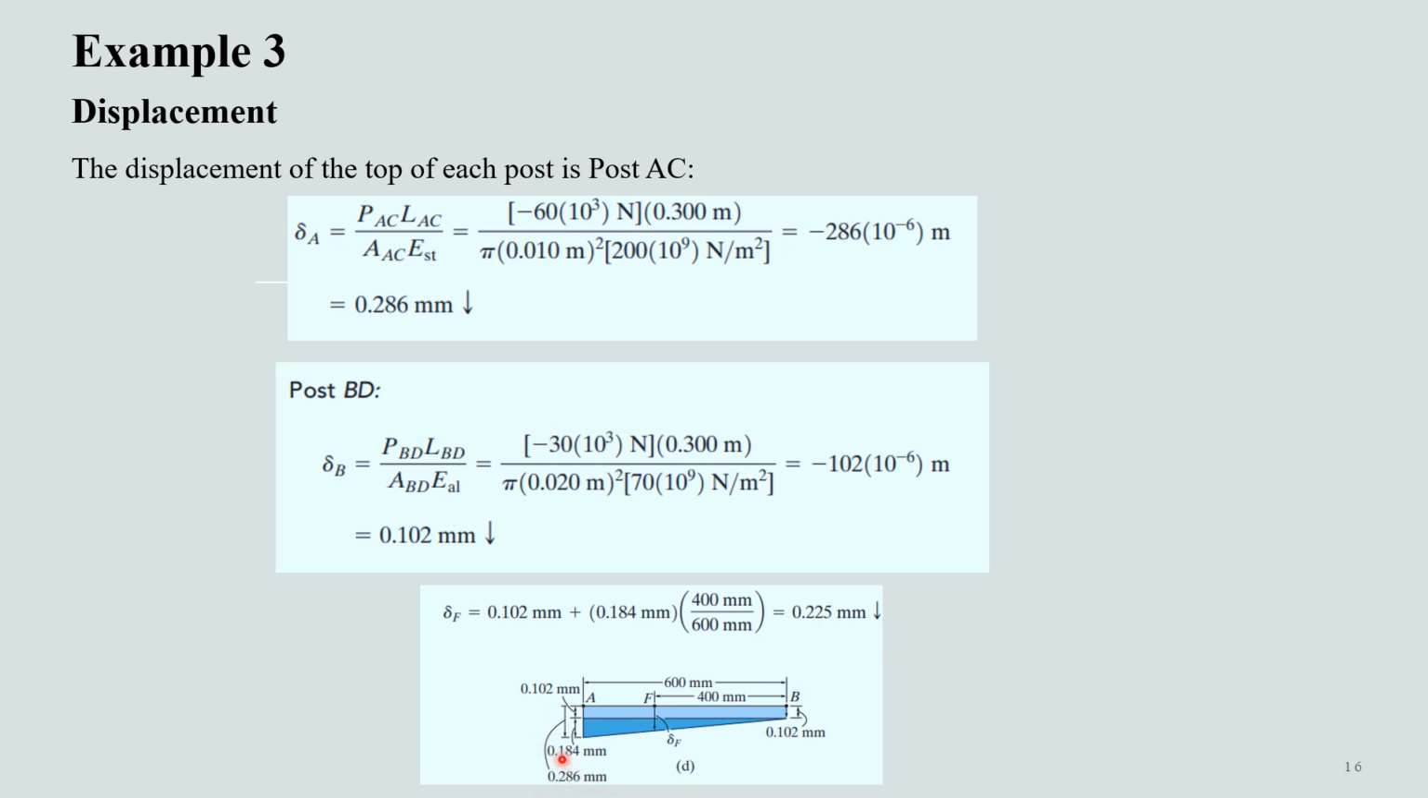0.102 millimeter is the rectangular displacement, and then for this triangular portion we have to take this ratio of the lengths. From the summation of the two displacements, the displacement at point F comes out as 0.225 millimeter.